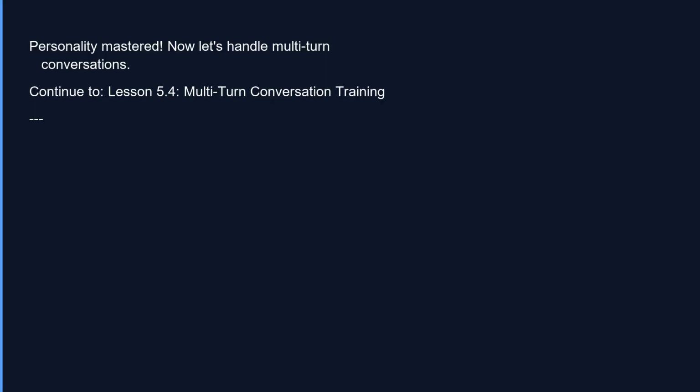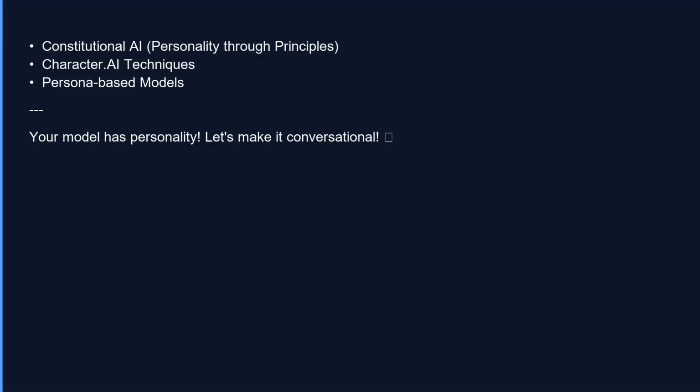Let's now look at what's next. Personality mastered. Now let's handle multi-turn conversations. Continue to Lesson 5.4, multi-turn conversation training. Let's now look at additional resources. Constitutional AI, personality through principles. Character AI techniques, persona-based models. Your model has personality. Let's make it conversational.